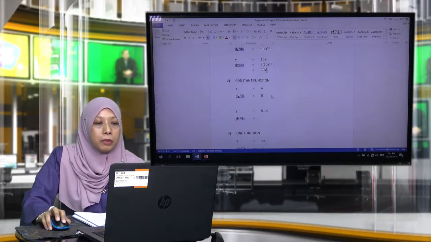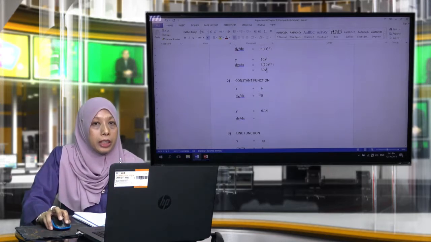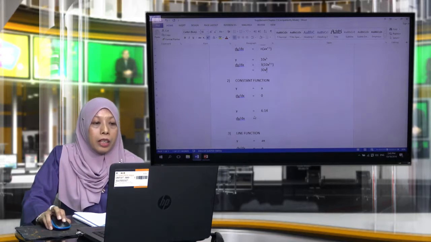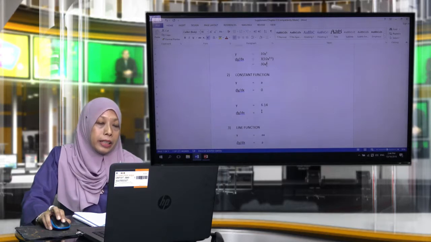Now let's move on to the second rule, which is the constant function rule. A constant function is a function with only a number. So if let's say you have y equals a and you want to differentiate it, you will get 0. It doesn't matter what number the equation equals, as long as it is a constant function and you differentiate it, you will get 0.